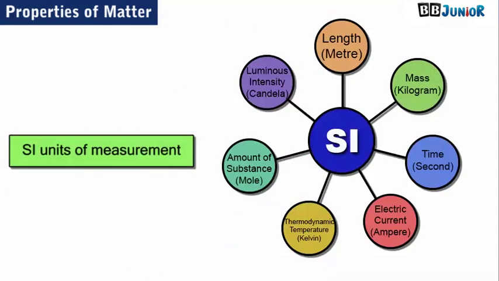The SI unit pertains to 7 fundamental scientific quantities. They are length, measured as meter, mass, measured in kilogram, time, measured as second, electric current, measured as ampere, thermodynamic temperature, measured as Kelvin, amount of substance, measured as mole, and luminous intensity, measured as candela. Let's look at each quantity one by one.